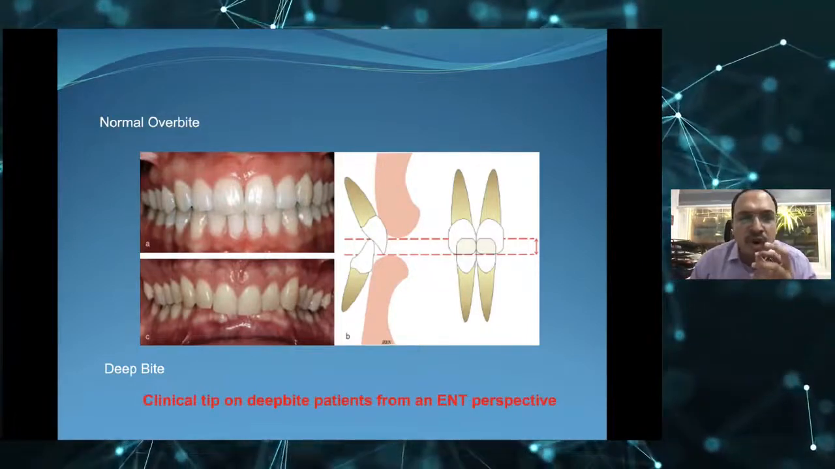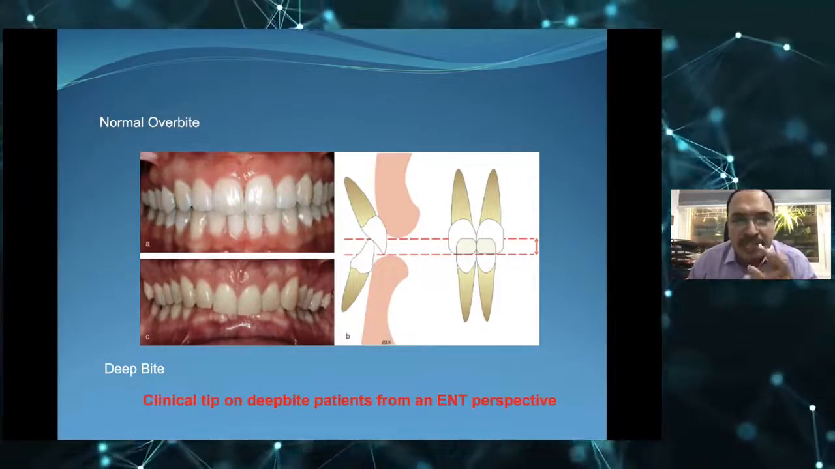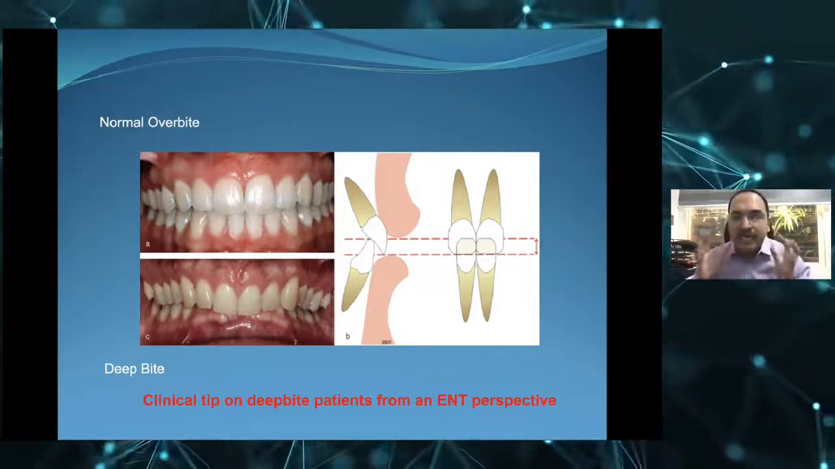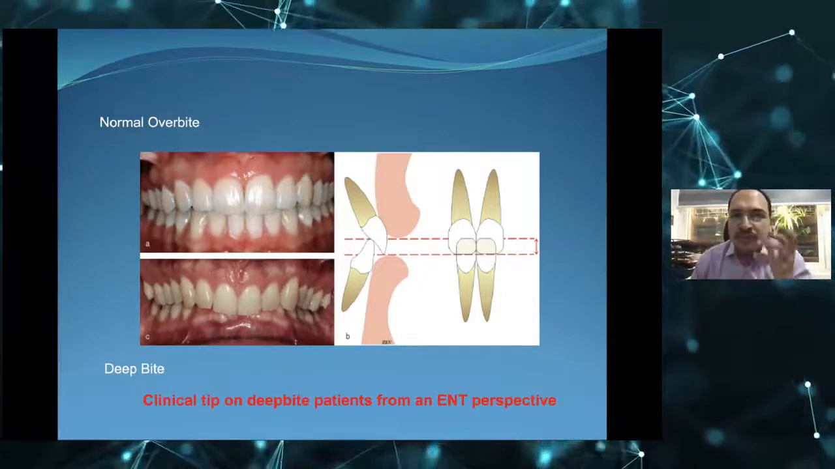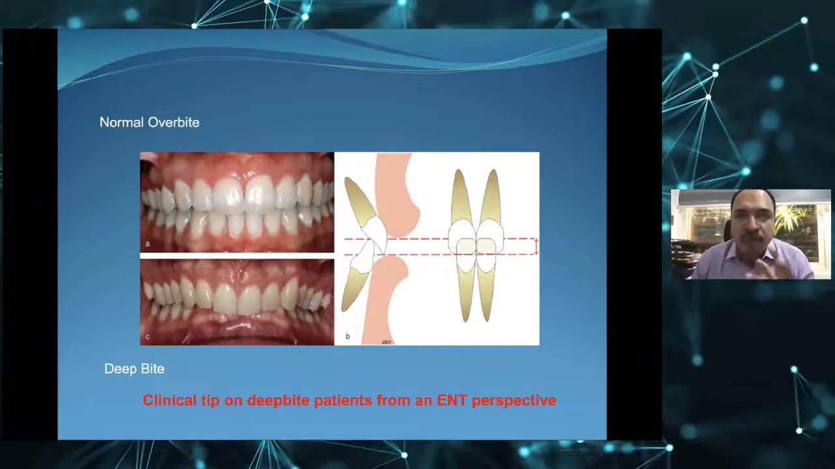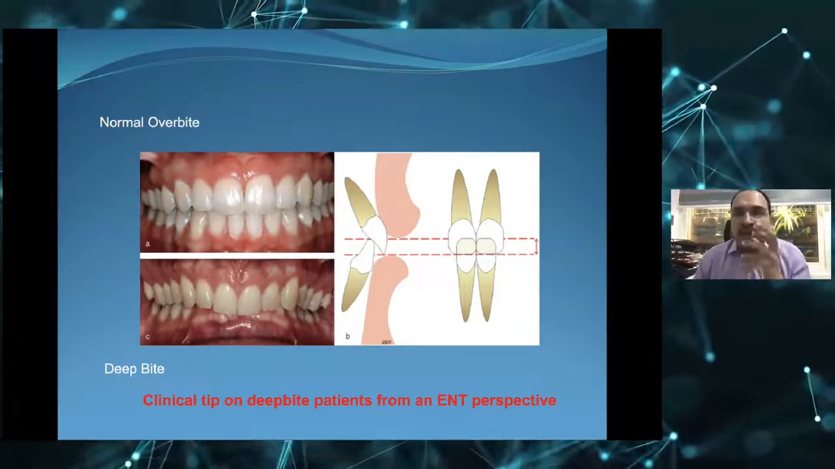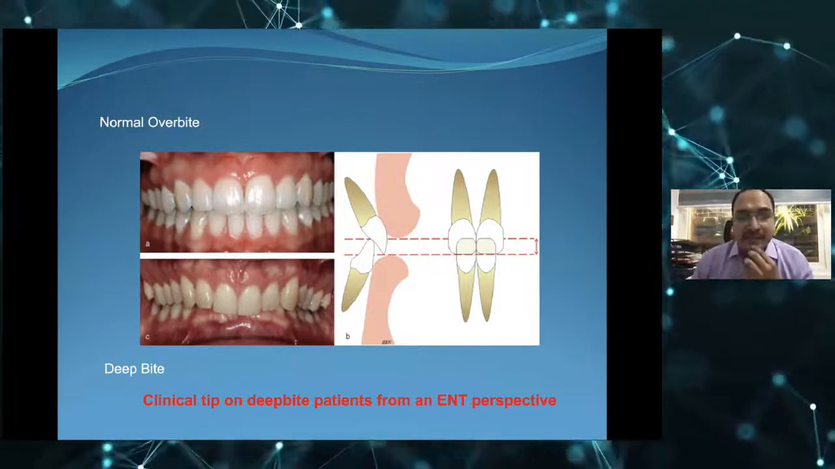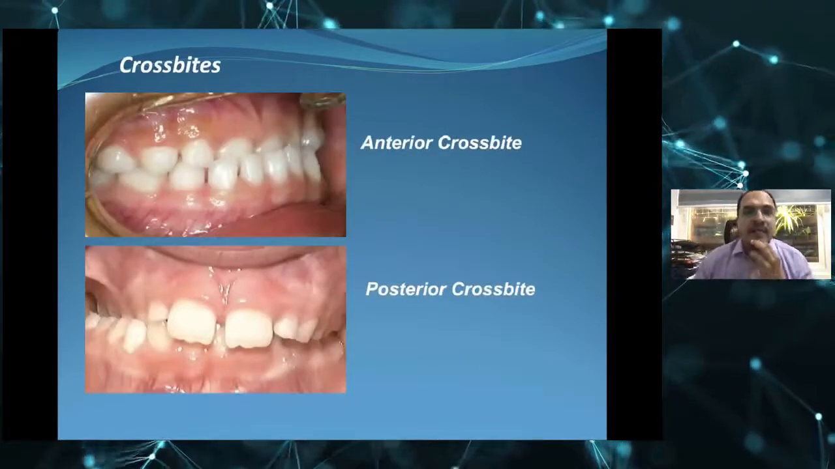This deep bite is more commonly seen in patients with recurrent otitis media, because of which the mandibular condyle is placed more posterior, because of which there is a block in the eustachian tube flow, and which can land up with the recurrent effusion in RME cases, recurrent otitis media cases.